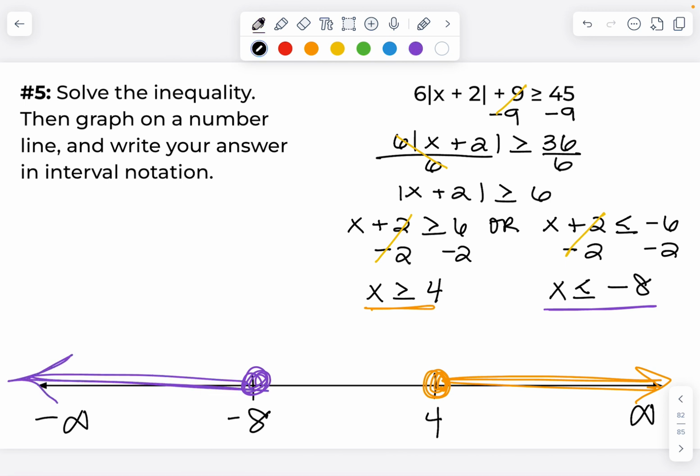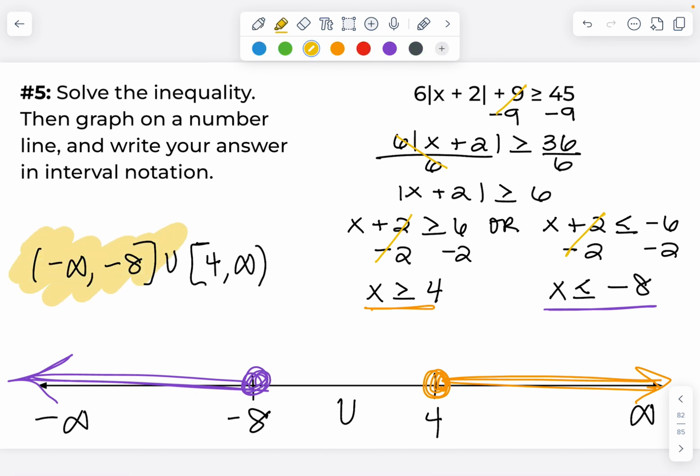So my final answer in interval notation would be negative infinity to negative 8 bracket. Again, this portion I get a union because I've got a jump. Bracket 4 to infinity. Okay, and that is my final answer for this one.